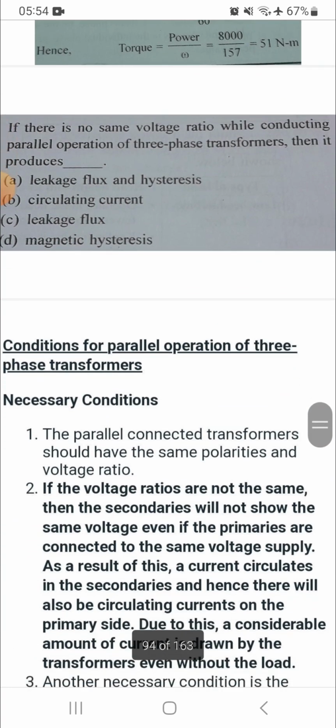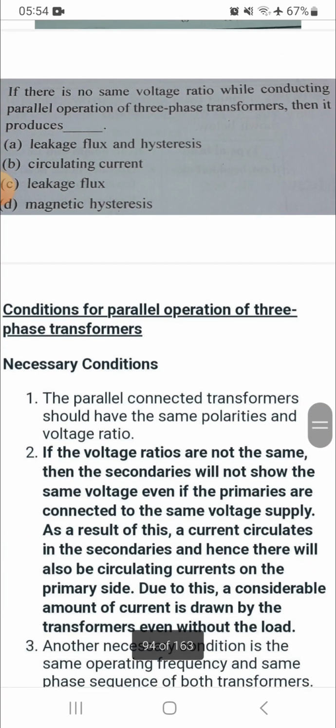Next one. If there is no same voltage ratio while conducting the parallel operation of three-phase transformers, then it produces leakage flux and hysteresis, circulating current, or the leakage flux and the magnetic hysteresis. What will it be?